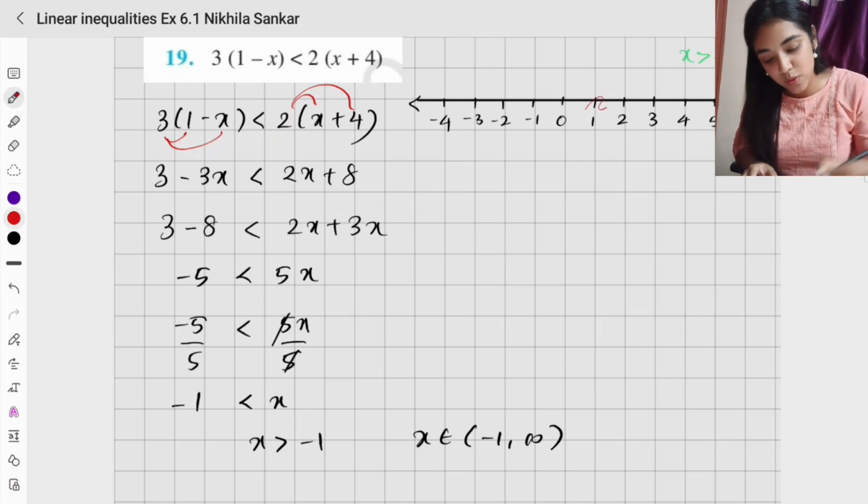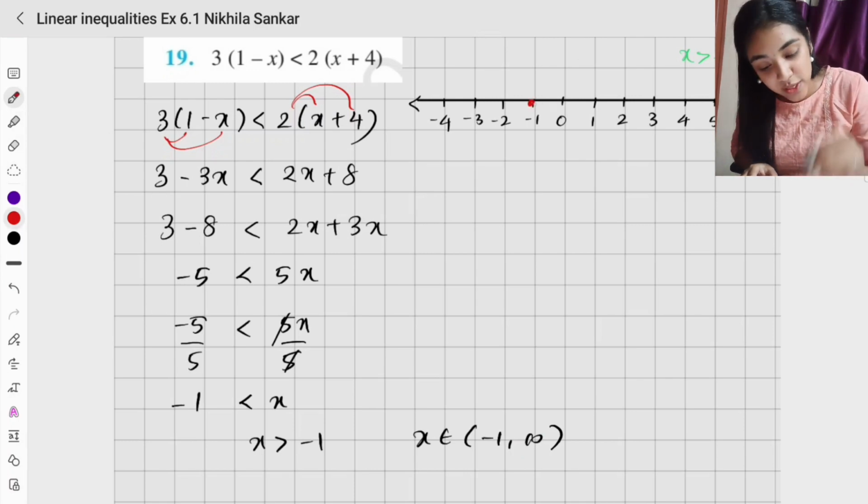So x is greater than minus 1, so x belongs to minus 1 to infinity. So again this is going to be similar to the previous one, except that minus 1 is not included. So from minus 1 to infinity. Okay. So this is my final solution. Please copy.